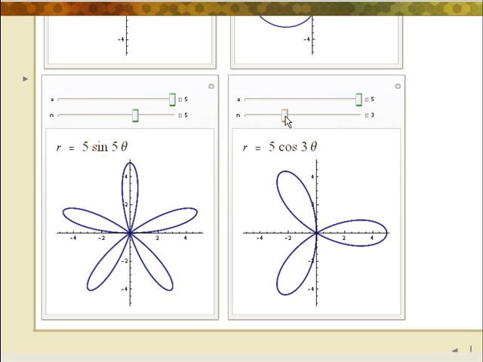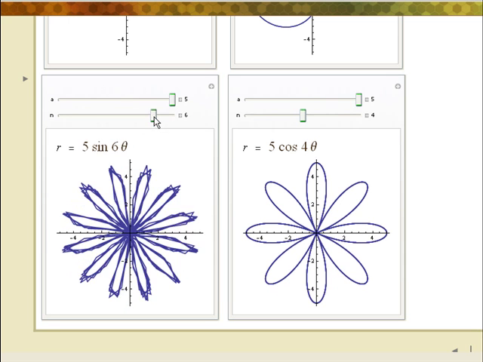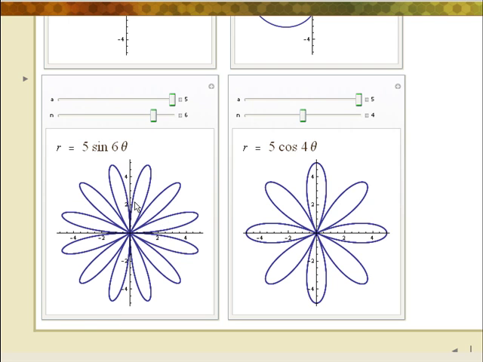Also, if it's an even number, say 4, I'm going to get double the number of petals. So if it's an even number, like 4, now I get 8 petals. When it was 2, I had 4 petals. If we take this up to 6, now I get 12 petals all the way around. So these are always going to have the same type of pattern. If it's an odd number, same number of petals as that coefficient in front of the theta. If it's an even number, then I'm going to get 2 times that coefficient for my number of petals. An interesting thing does happen.